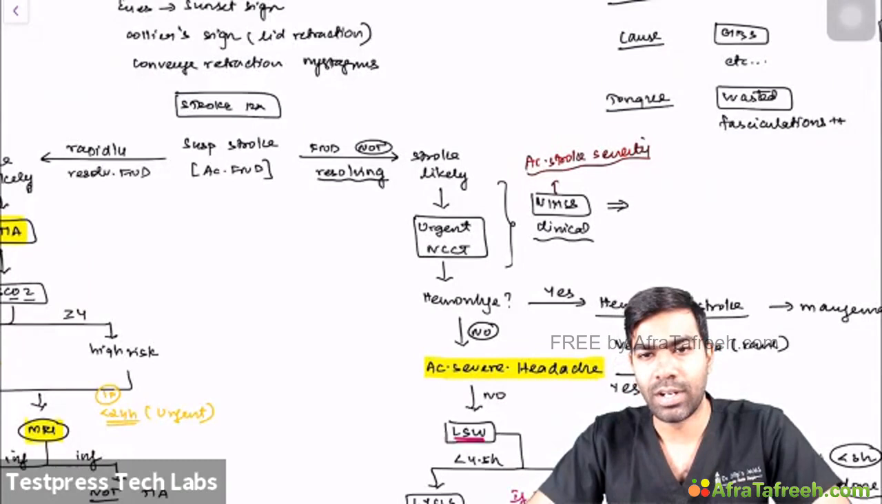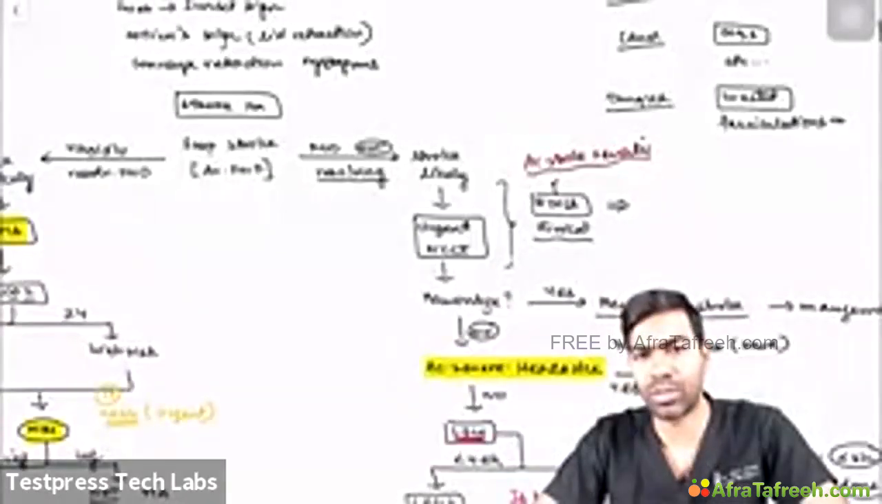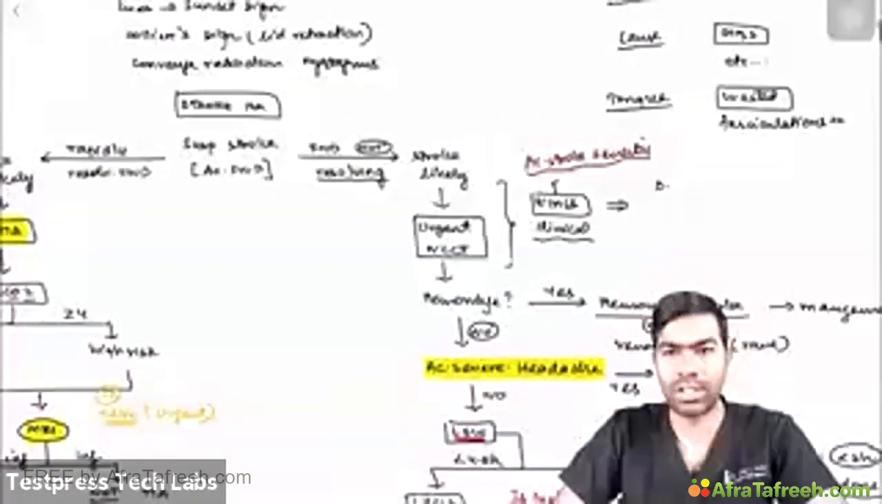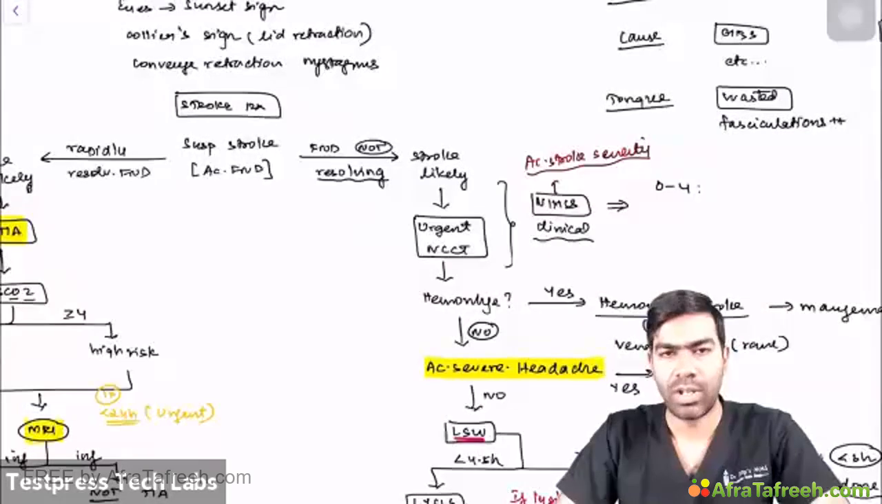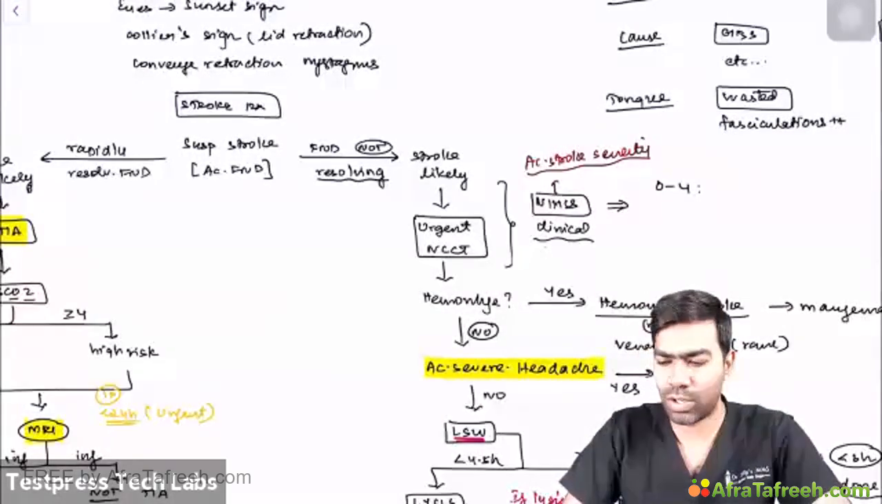Even NIHSS, you can categorize. So whether it's a mild stroke or a moderate stroke or a severe stroke, you can basically categorize based on the NIHSS score. So what is the category based on NIHSS score? For example, the score ranges from 0 to 42 basically. The total score will be 0 to 42. It's completely clinical. You have 10 different points in the exam.